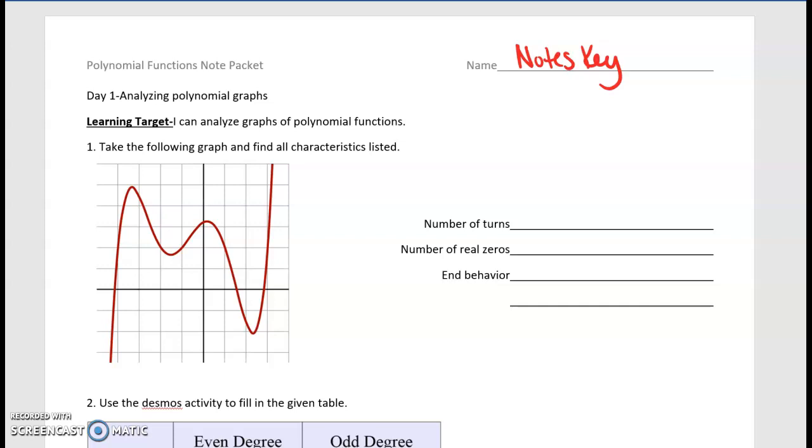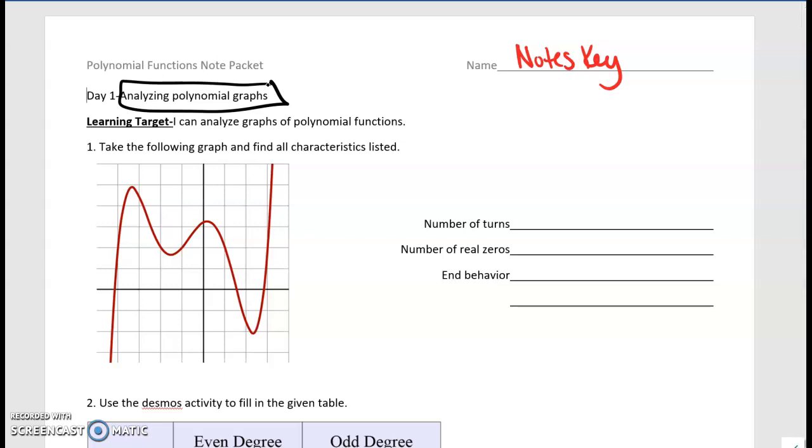Okay, so today's notes, we're going to start talking about polynomial functions. Our main goal today is to be able to analyze the graphs of polynomial functions. So we're going to start off by taking a look at this graph right here to the left, and we're going to describe some of its characteristics.